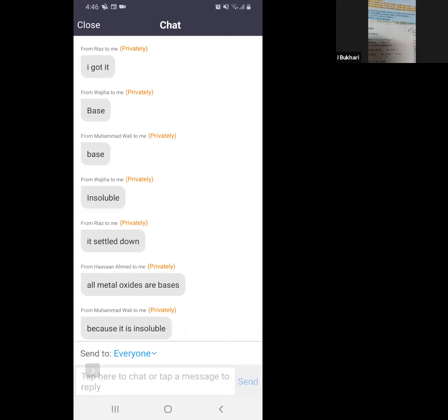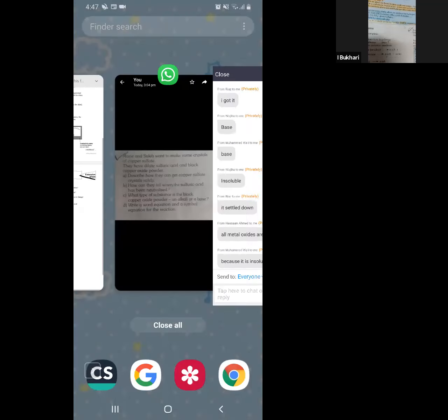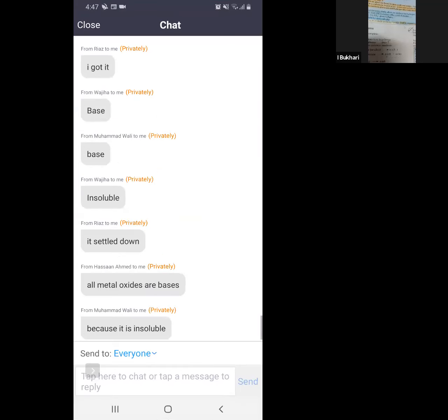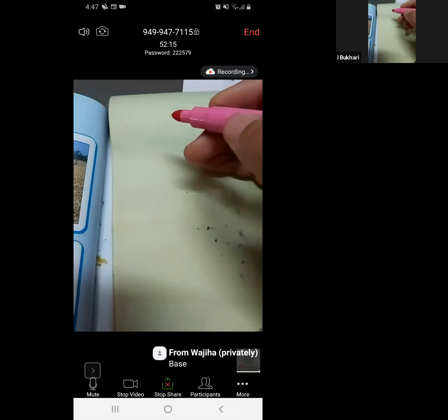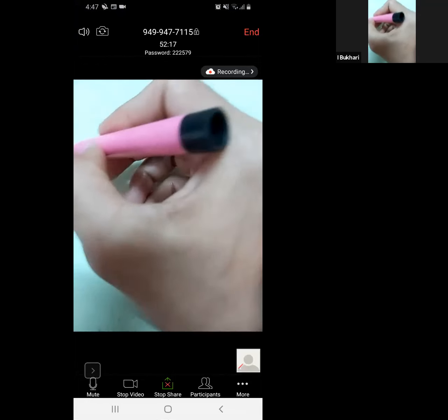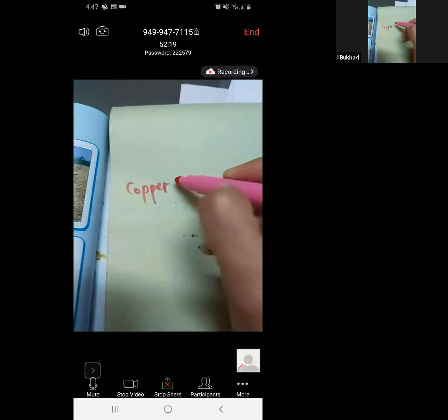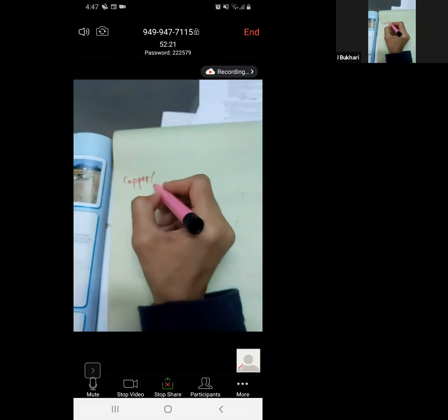Yes, Hassan. Okay. Part D, write a word equation and a symbol equation for the reaction. Word equation is easy. What's the word equation? So the word equation would be this. Can you hold this camera for me?